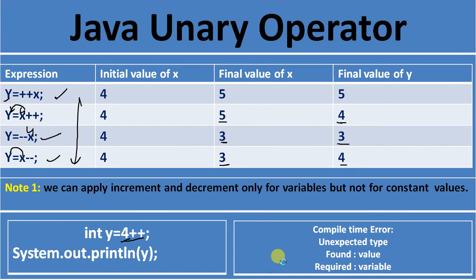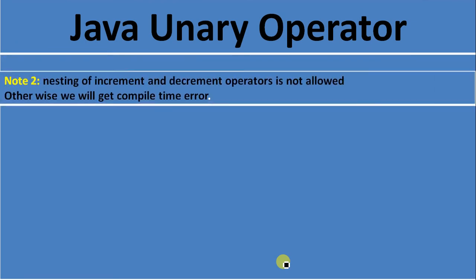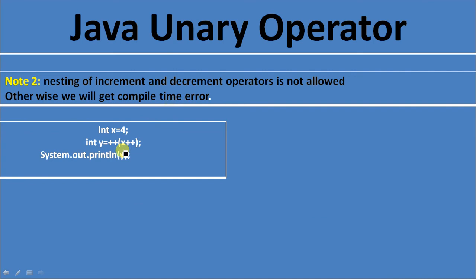Okay, next one, note number 2. Nesting of the increment and decrement operators is not allowed, otherwise we will get a compile time error. What does it mean? Like int x = 4, and now you are nesting increment or decrement operators. Nesting means ++(x++). So it will give an error.